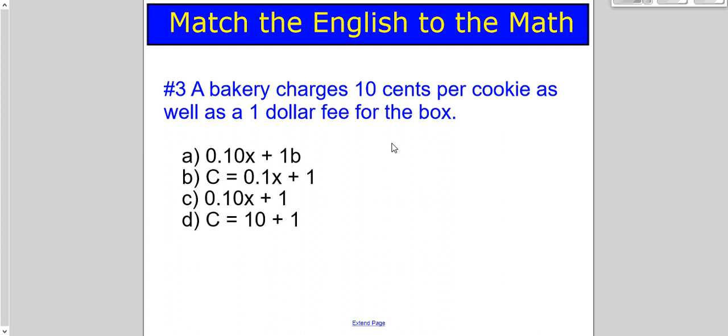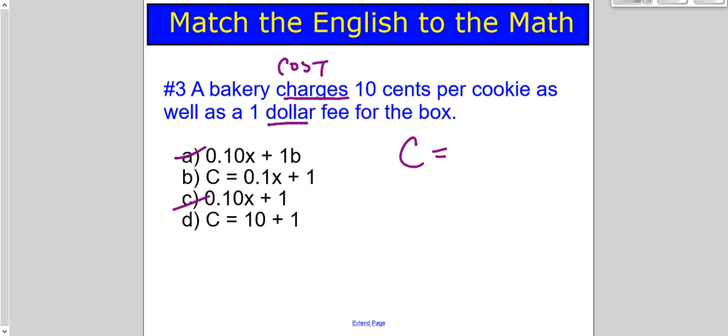All right, a bakery charges 10 cents per cookie, as well as a $1 fee for the box. Okay, a bakery charges, so if they charge something, that means that's a cost. So again, pause it if you need to. And then let's talk about this answer. So our cost is going to be C equals. So right away we can take out A and we can take out C because it doesn't represent a cost. Cost is equal to 10 cents per cookie as well as $1 fee for the box.